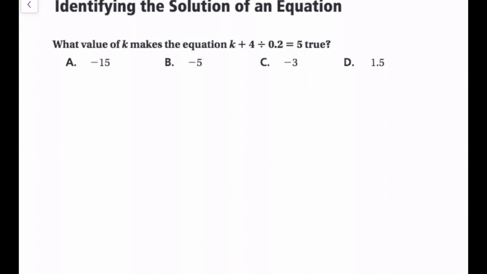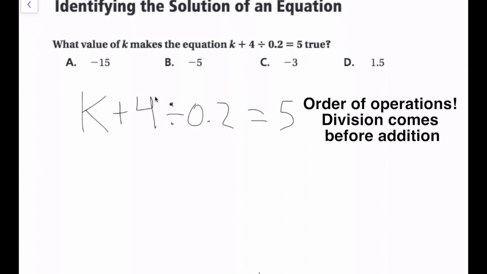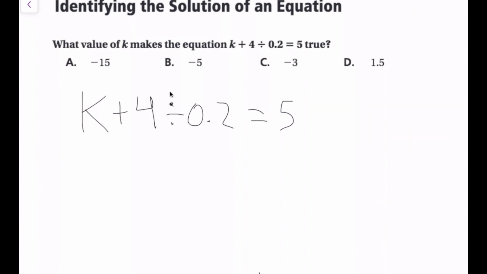Well, this equation is slightly different because it is not simplified. We need to simplify everything before we do any canceling operations. So I'm going to rewrite my equation. All right, so the first thing I see is that I have 4 divided by 0.2. Now, I don't like this division symbol. You'll see the fraction bar more and more as you go through your math career. So I'm just going to rewrite 4 divided by 0.2 as a fraction. So this is the exact same thing as k plus 4 over 0.2. Now, you don't have to do it this way, but this is the way that I would strongly recommend.